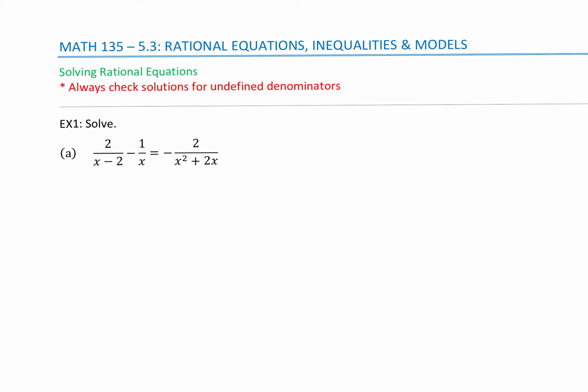In our prior sections, we were graphing rational functions, but now in 5.3, we're going to solve equations and inequalities with rational functions, and then just look at a type of application problem. We're going to revisit variations. So let's first solve rational equations.